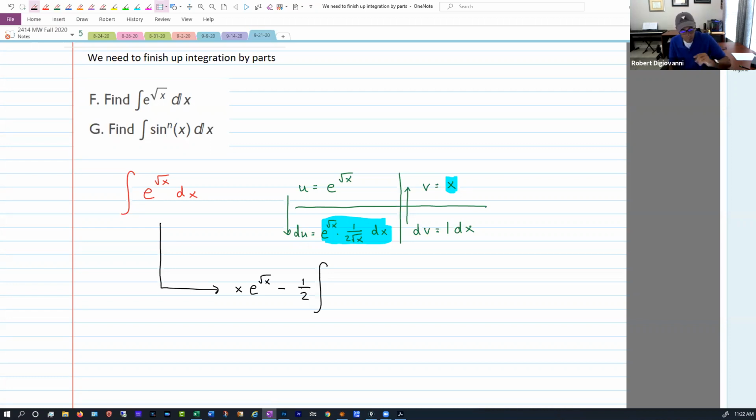Okay, so back here, I pulled out the 1/2, and now I still have an e to the root x, I still have a 1 over root x, I still have an x dx, so that's everything that's still there. I can simplify this, right? X over root x could be simplified as just root x. And I'm going to put it out here in the front.